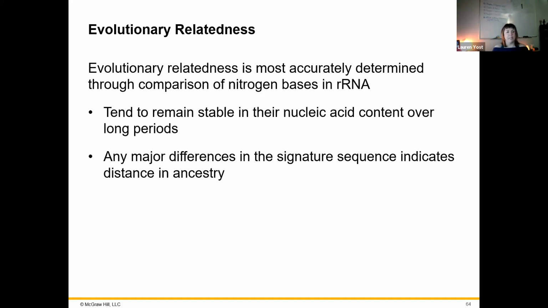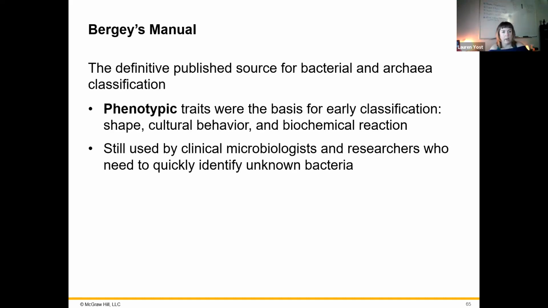So evolutionary relatedness is determined through comparison of ribosomal RNA. So this is the small subunits, right? How related are these organisms based on the fact that everything has to make a protein? We need ribosomes in order to do that. So we use the genes that code for those ribosomes in order to compare how similar these organisms may be. So that is what we're talking about with the genetics and their relatedness and their ancestry based on that.